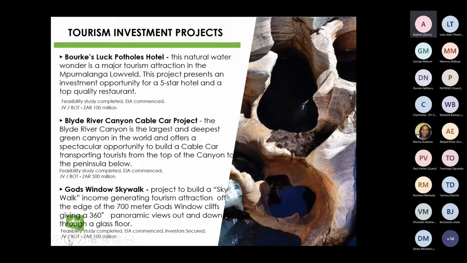I'd like to quickly discuss a couple of our investment projects that we're promoting. In the tourism sector, we've got a 5-star hotel at Bourke's Luck Potholes. There's a cable car project in Blyde River, and the God's Window Skywalk project is actually underway. This is similar to the skywalk that is in the Grand Canyon in the USA. It's a large bridge that goes out into the open, and we've already found investors for this project, and it should commence shortly.